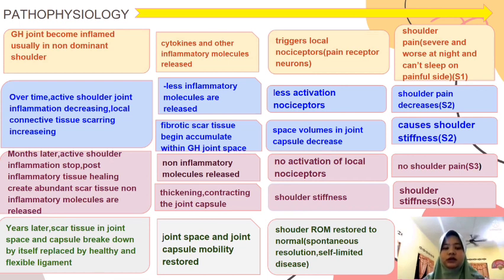Finally, years later, scar tissue in the joint space and capsule is eventually broken down by itself and replaced by healthy flexible ligaments. Joint space and joint capsule mobility are gradually restored, and shoulder range of motion slowly returns to normal most of the time. It is called spontaneous resolution, a self-limited disease.